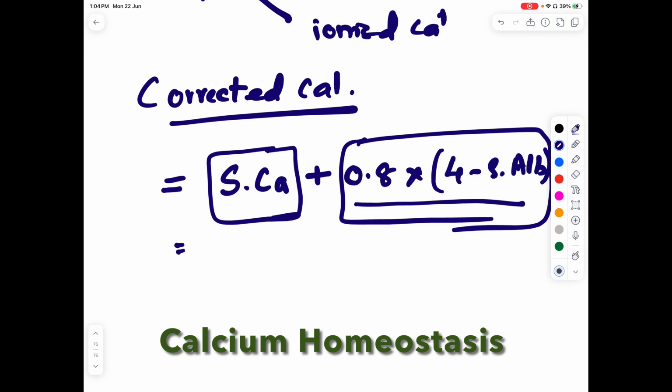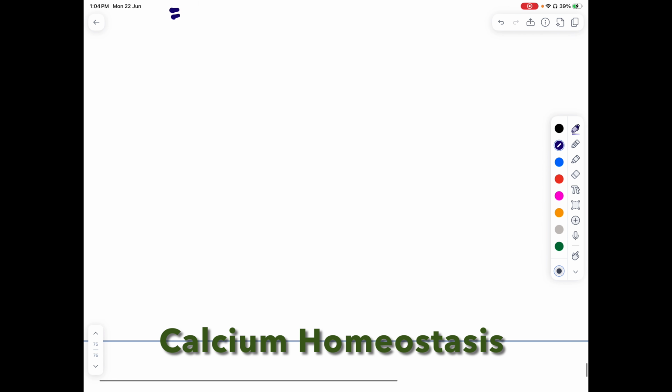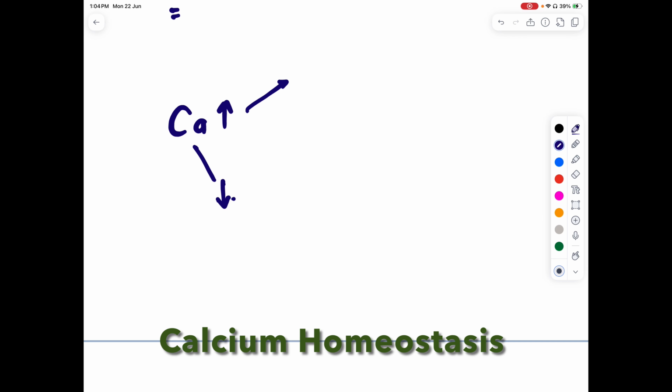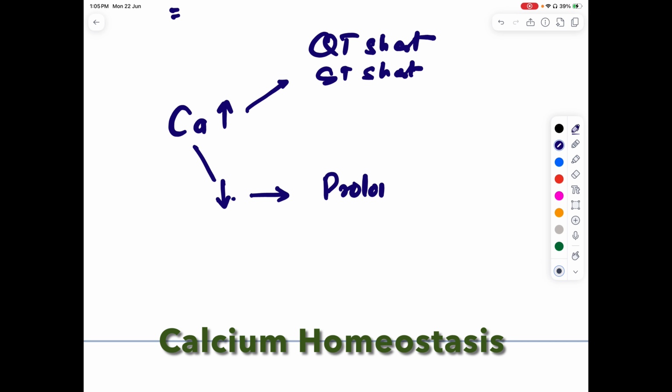What are the ECG findings? What will we get when calcium is increased, and when it is decreased? Calcium is a stimulant. So QT will be short and ST will be short when calcium is increased, and when it is decreased, it is prolonged. It is a stimulant, so QT is prolonged. There will be J waves and torsades de pointes.